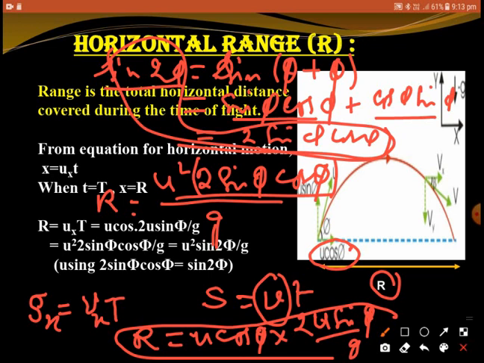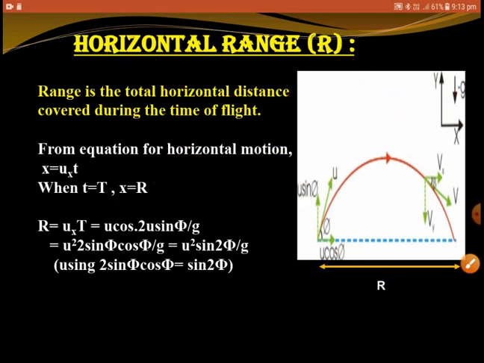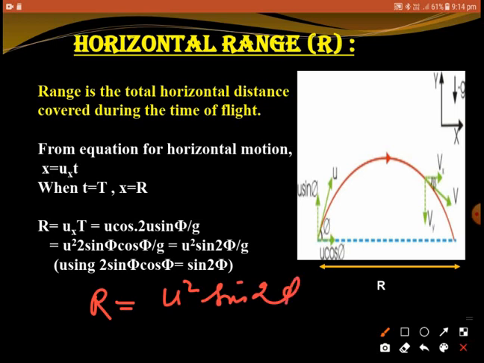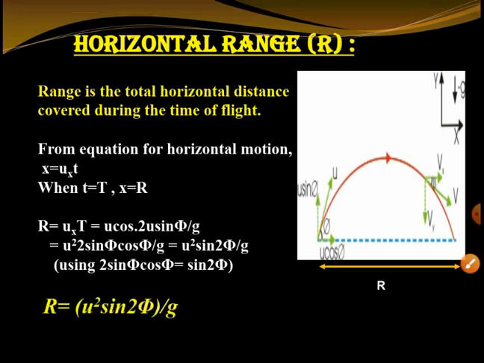Got it? So your horizontal range is equal to u square, and instead of twice sine phi cos phi, we can write it as sine of twice phi. So your horizontal range will be equal to u square sine of twice phi divided by g. This will be the expression of your horizontal range. So it will be coming up here again. It is equal to u square sine of twice phi by g, which is the expression of the horizontal range.